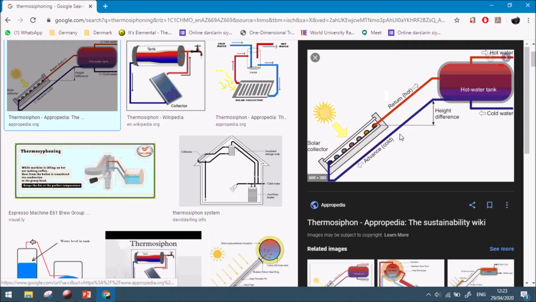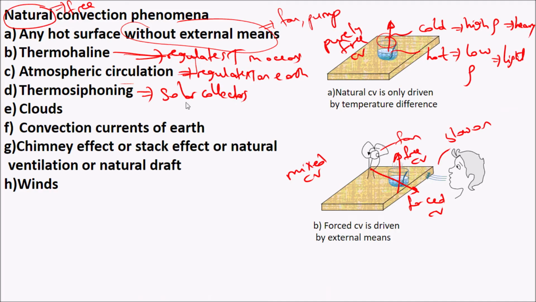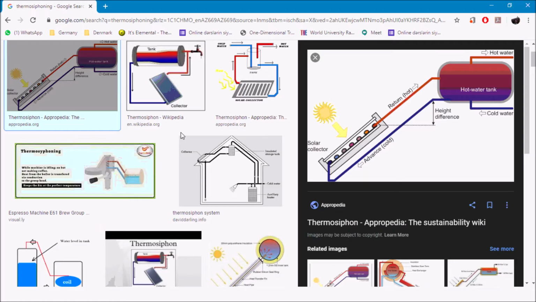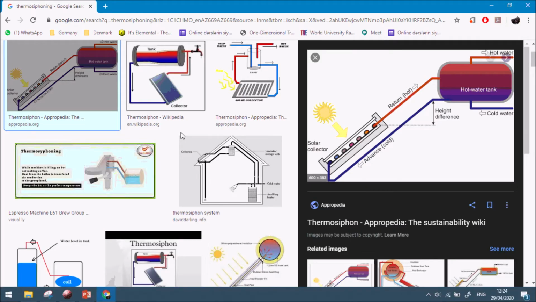This is called thermosiphoning because here you have the siphoning process. If you know siphoning, you have a tube, and the fluid rises through that tube from the vessel. This is called siphoning. But here you have fluid siphoning. In this case, you have thermosiphoning, or you can say temperature siphoning or heat siphoning, because you are siphoning heat from one place to another.